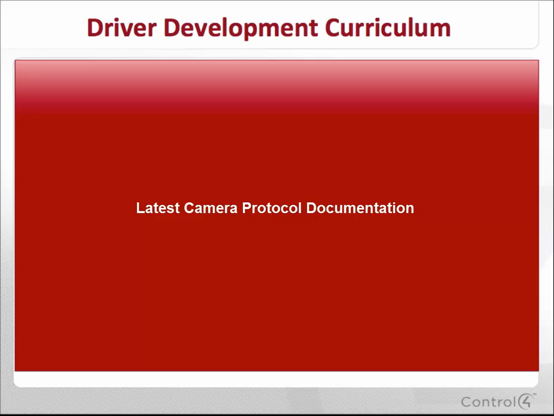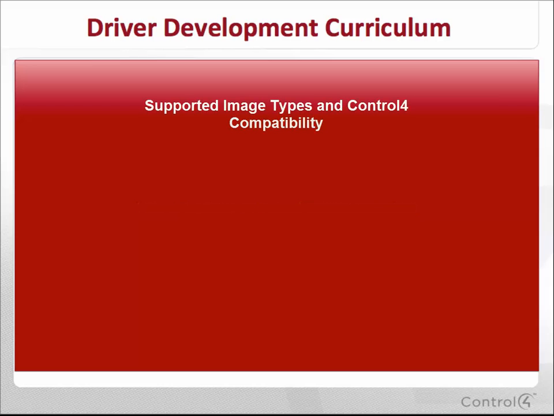The first is obtaining the protocol information for the camera for which you wish to create a driver. It is important to obtain the latest protocol document from the camera's manufacturer. It will provide you with the device's communication syntax and notifications it will send to Control4's camera proxy. Something else to consider is the type of image streams your camera supplies and whether or not they are compatible with Control4 devices. This is important as certain streams are not supported on every device running Control4's Navigator.